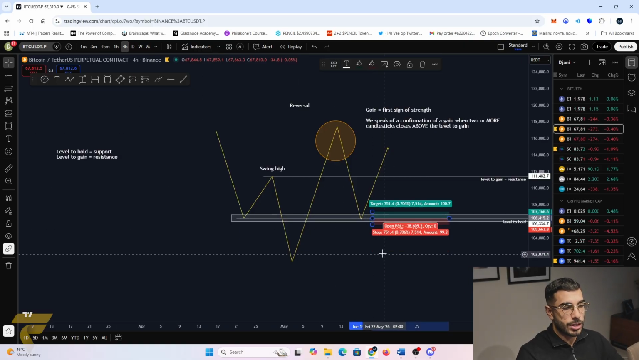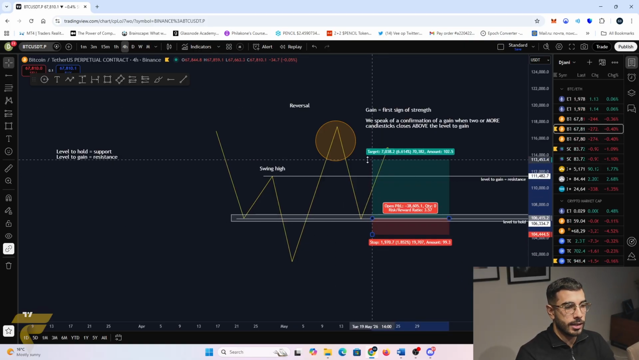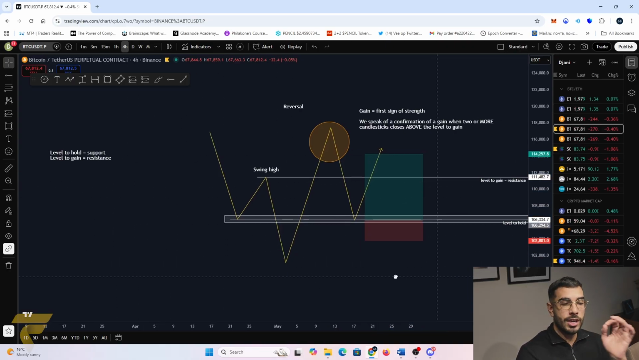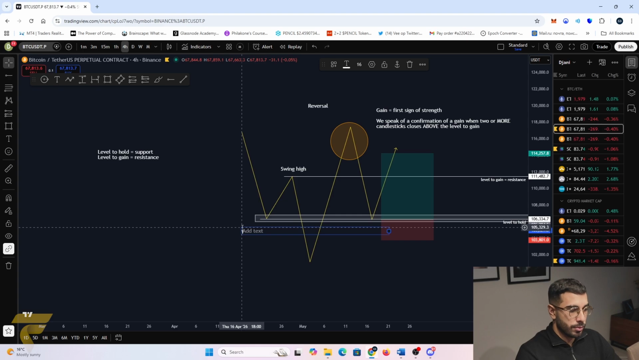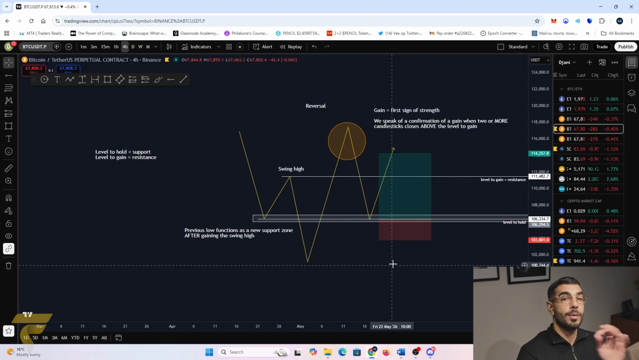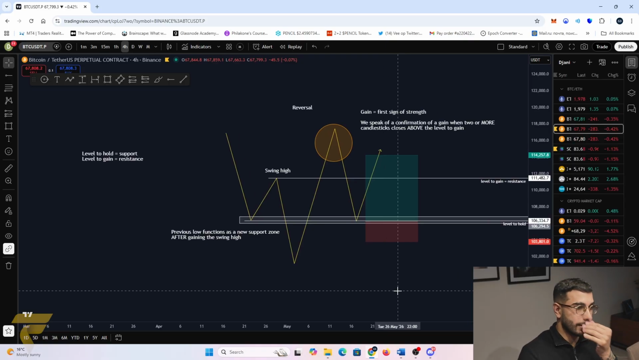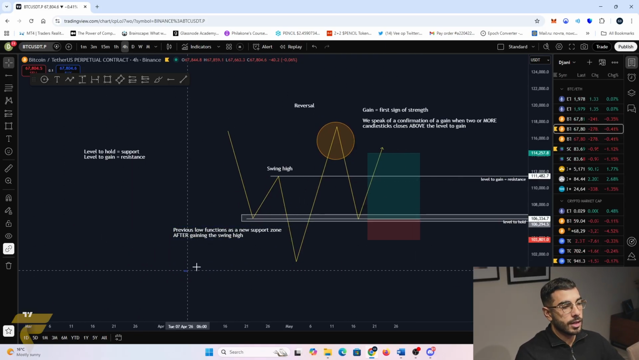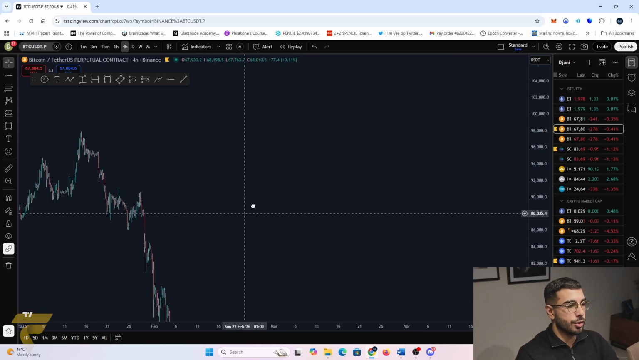And then when we simply apply this in practice, this could be a potential trading setup. That's something you need to take into account. The previous low, the previous bottom, functions as a new support zone after gaining a swing high. These two sentences are very important, and that's something you need to write down. So if we are going to apply the theory in practice, we are going to do as follows.